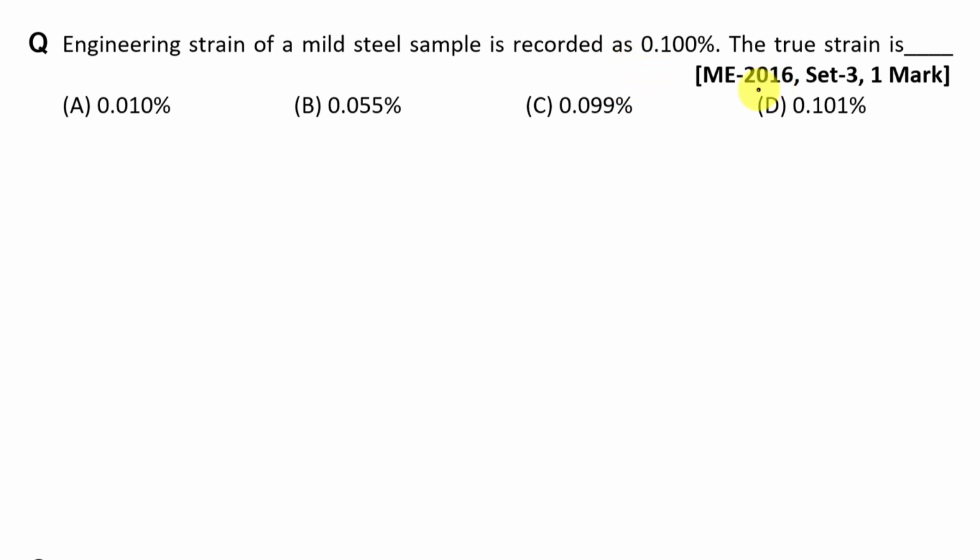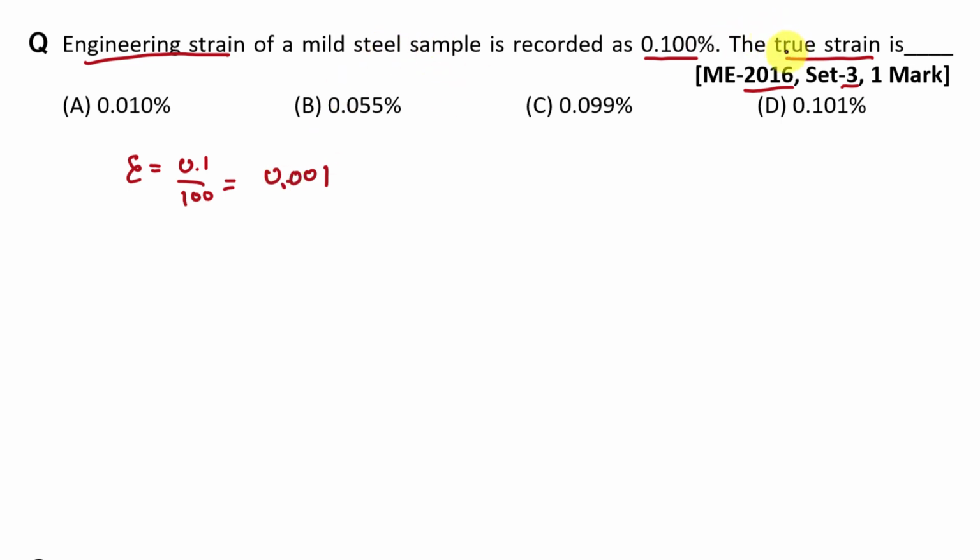Next question from year 2016 paper set 3 is: engineering strain of a mild steel sample is recorded as 0.1%. The true strain is dash. Here it is given engineering strain and it is given in percentage. So from here our engineering strain will be 0.1 divided by 100. So it will be 0.001.